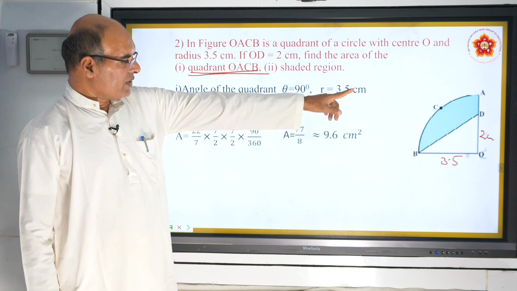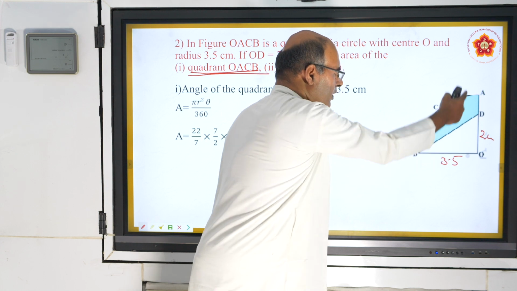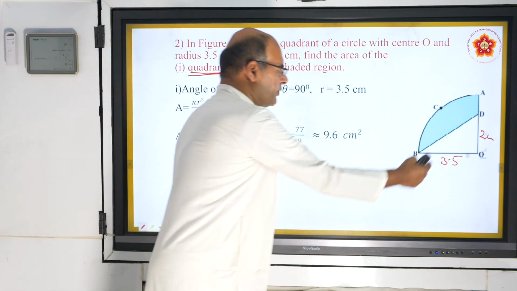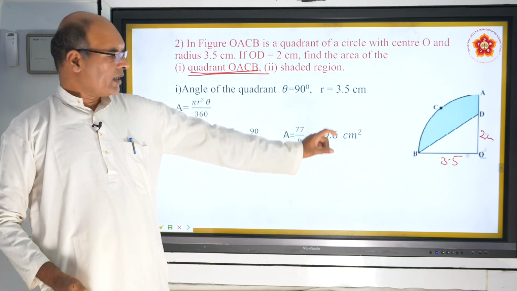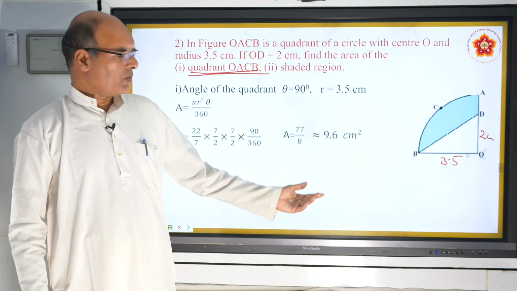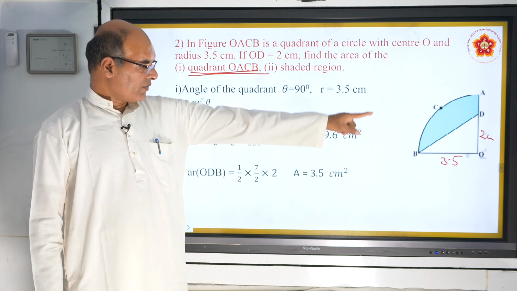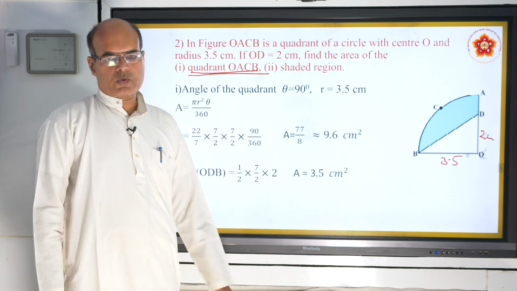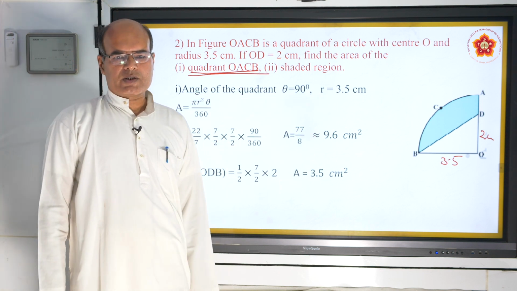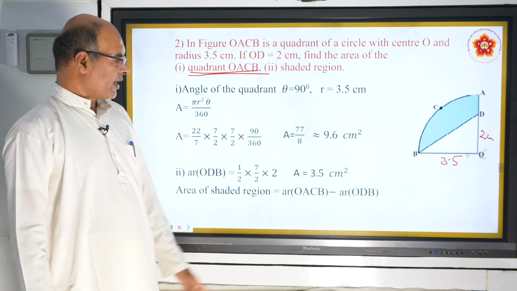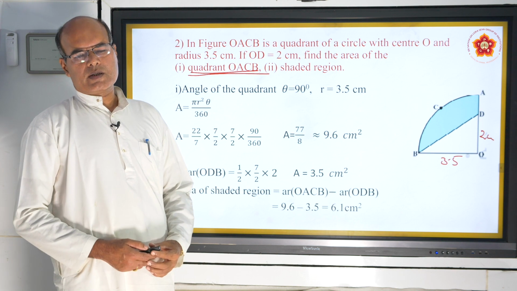Then to find out the area of the shaded region, we have to subtract the area of this triangle BOD from the area of the quadrant. So for that we have to calculate the area of this triangle. Base is given. We know the height of the triangle is 2 centimeter, half into base into height. It gives 3.5 centimeter square. Area of that triangle is 3.5 centimeter square. Area of total quadrant is 9.6 centimeter square. If we subtract, we get the area of the shaded region, that is 6.1 centimeter square.